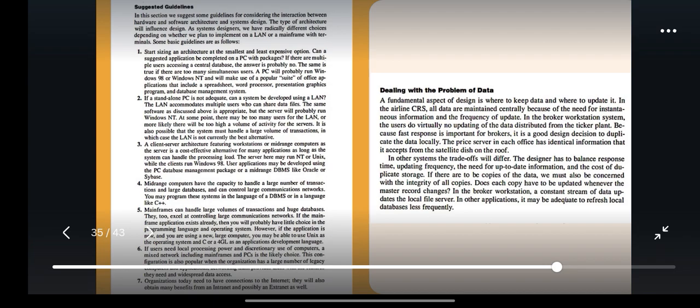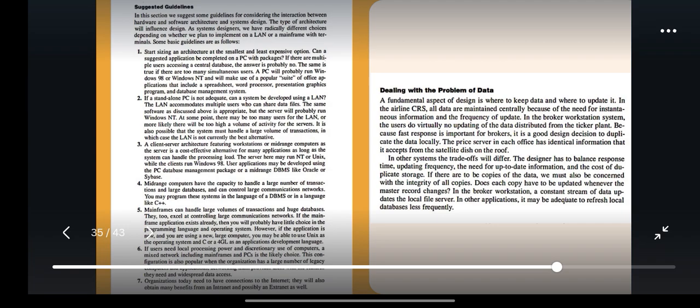Six is if users need local processing power and discretionary use of computers, a mixed network including mainframes and PCs is the likely choice. So, seven is organizations today need to have connections to the internet. They will also obtain many benefits from the intranet and possibly an extranet as well.